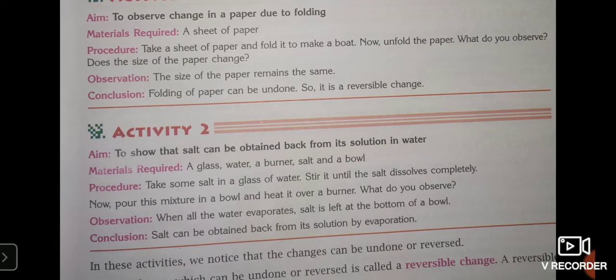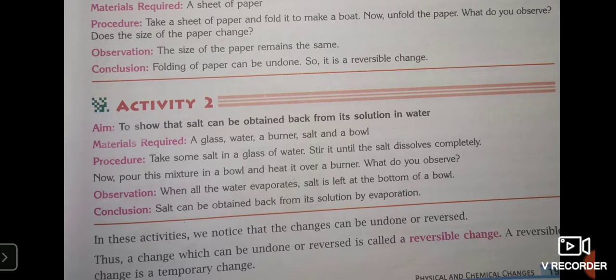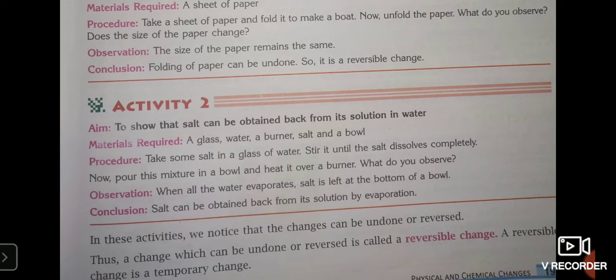To show that salt can be obtained back from its solution. The activity is very simple. You have to take a glass of water, a burner, salt, and a bowl. Take like half a glass of water, add 3 or 4 teaspoons of salt to it, stir it well. The salt will start dissolving in water. Put the water containing bowl with salt on the burner. Heat the burner for a few minutes.